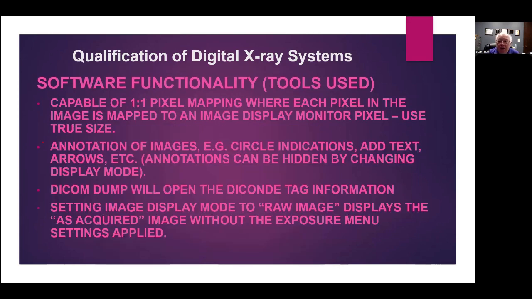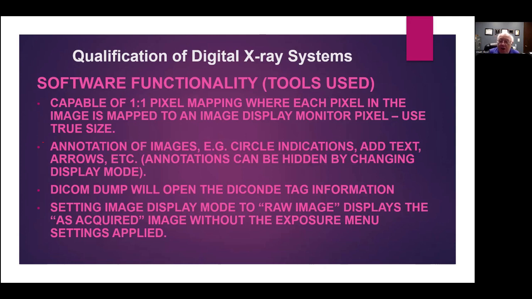More functionality tools capable of a one-to-one pixel mapping. And again, this is typically just a click on it, and it turns the screen to a true size. The ability to annotate on the image is important. Sometimes we make reports, and it's hard to see on an image sometimes. So an arrow or an annotation near the flaw is required.